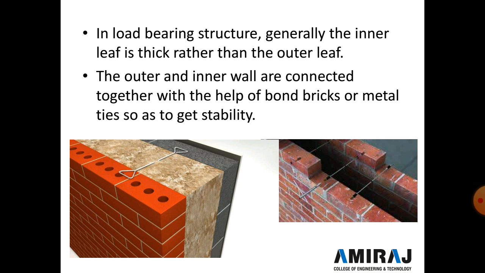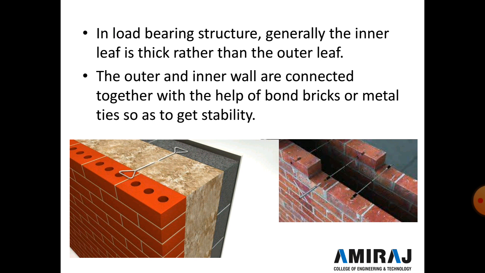Now in a load bearing structure, generally the inner leaf is thicker than the outer leaf. The maximum load is transferred through the inner leaf, and the outer leaf is only for protecting against the environment. The outer and inner walls are connected together with the help of bond bricks and metal ties, so as to get stability between the inner and outer wall. In this figure, metal ties are seen in the first figure. These metal ties bind the inner and outer wall, and in figure number 2 wire type metal ties are also seen.